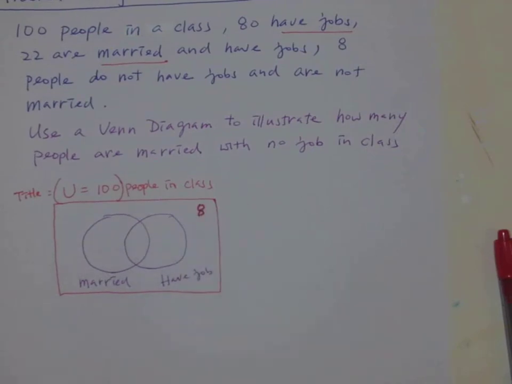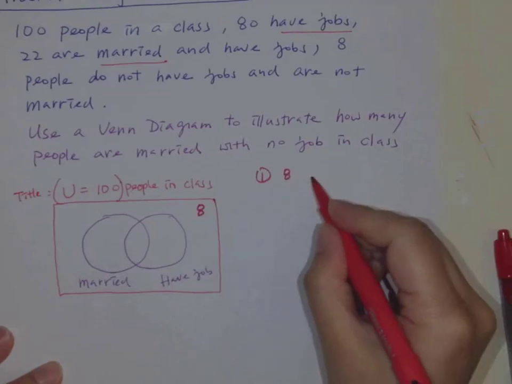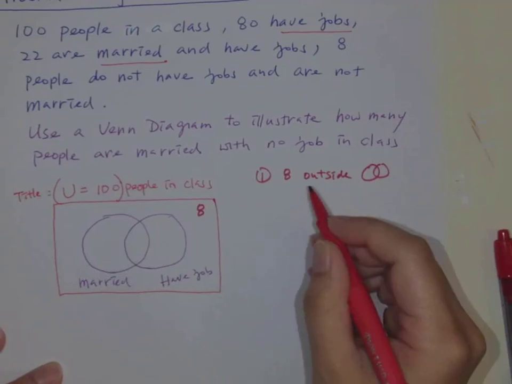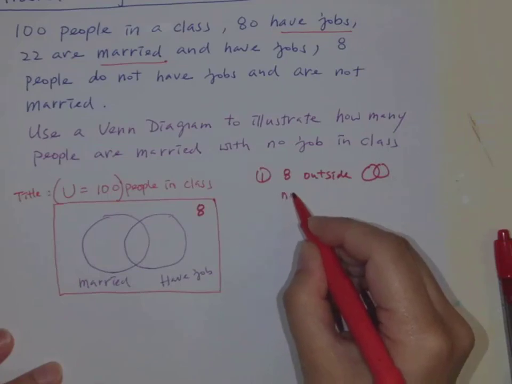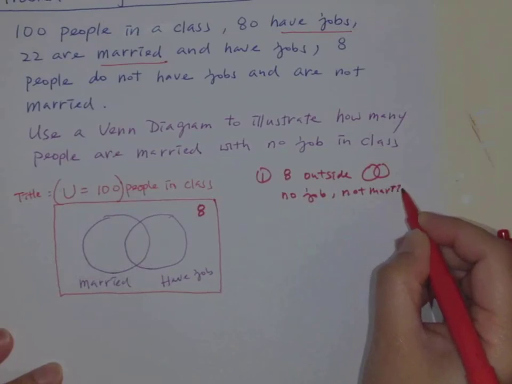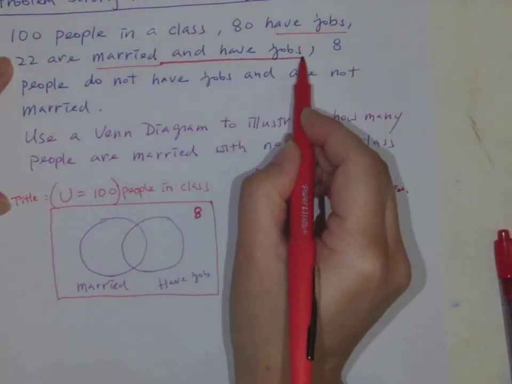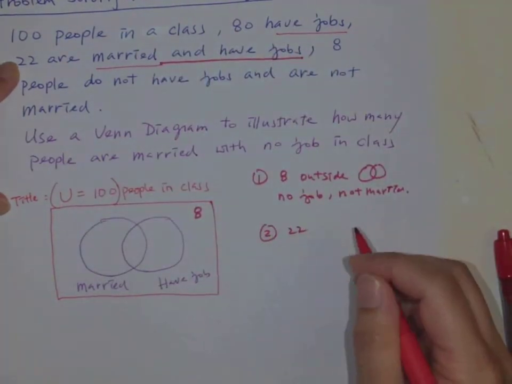So I can say 8 outside of 2 circle, because it's like no job, not married, right? And 22 are married and have jobs. So I said that wrong earlier. So this is both, right? So 22 are married but also have jobs. So number 2, 22 should go where?